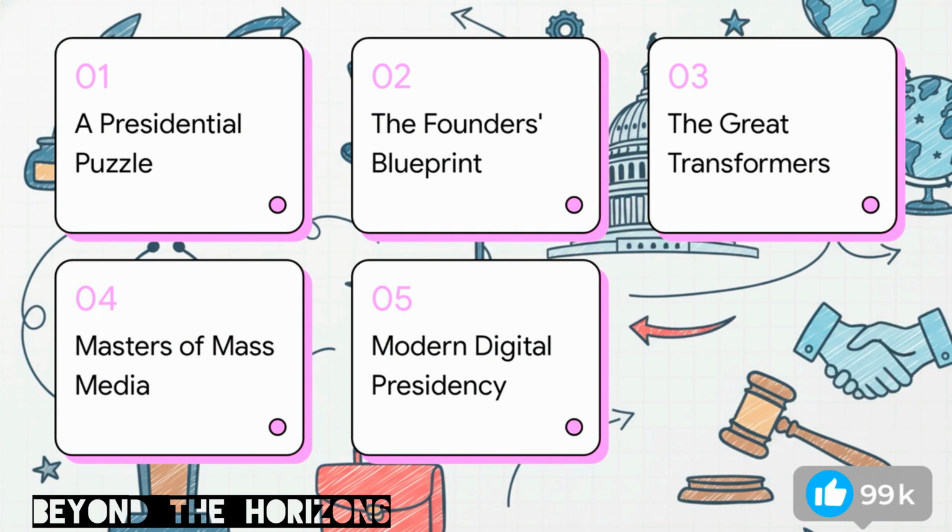All right, so here's how we're going to tackle this thing. First, we'll look at the original blueprint, what the founders actually intended. Then, we'll meet a group I'm calling the Great Transformers, the ones who totally changed the game and expanded the president's power. After that, we'll dive into how the masters of mass media turned the office into a national stage. And finally, we'll land right on our own time, the modern digital era, to see how the internet has completely reshaped the presidency once again.